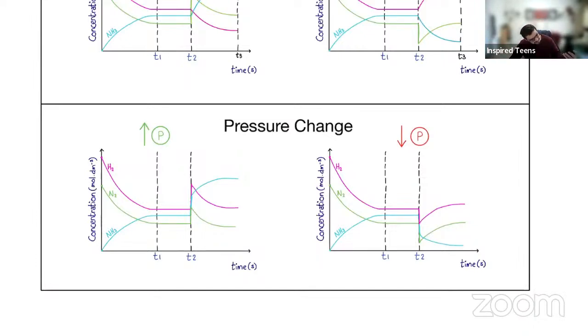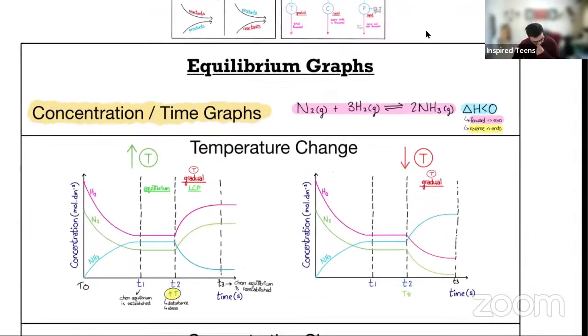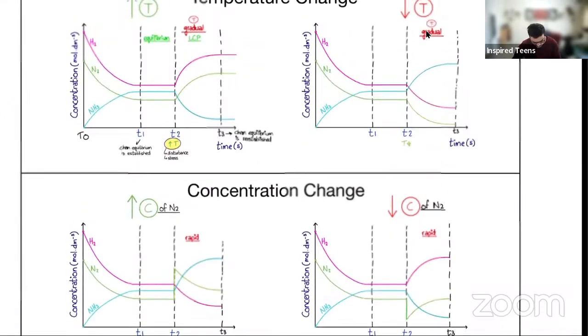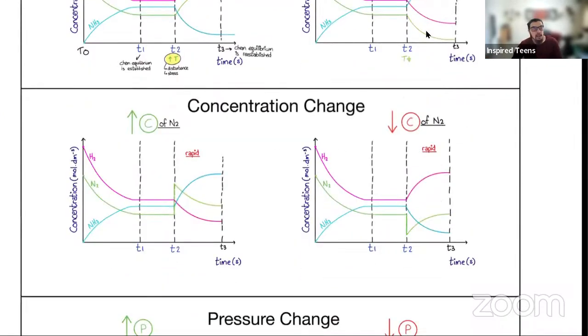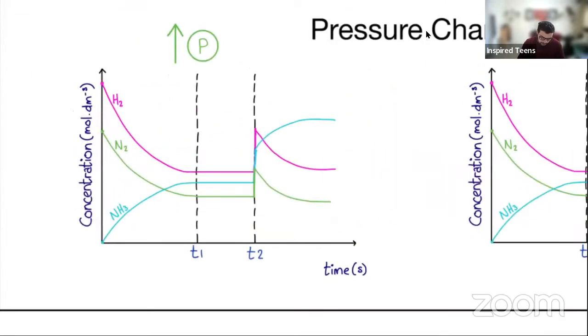Welcome back to Inspired Teens Grade 12 Physics/Chemistry, where in today's lesson, we'll be continuing with chemical equilibrium. Last time we started off equilibrium graphs. We discussed temperature change and concentration change, which is where we ended. And now we will start off discussing pressure change. So these are already drawn in, but it's fine. I shall explain them. Let's have a look.